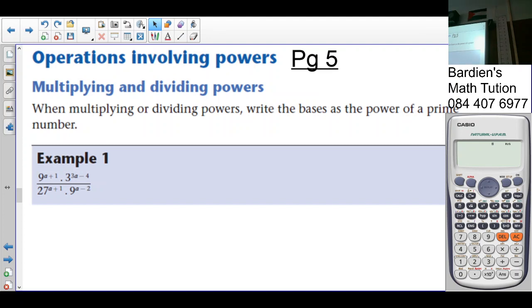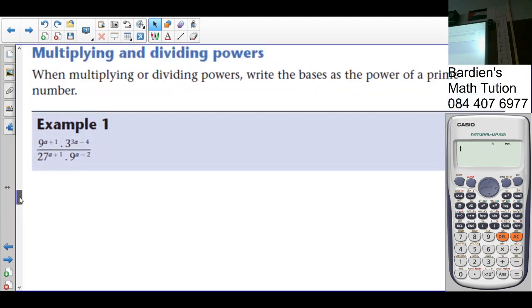Multiplying and dividing powers. Write the bases as powers of prime numbers. Now in grade 8, we spoke about products of prime factors. Then you had to draw a ladder. You guys remember? And you always thought that grade 8 was unnecessary. No? You shouldn't have ever thought that. Okay? It was preparing you for grade 9. Then grade 10 and so on. So we teach you things for a reason.